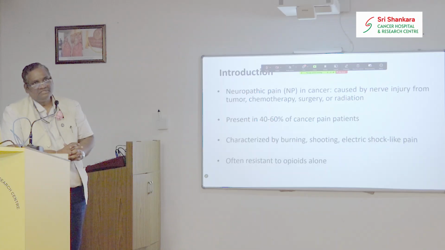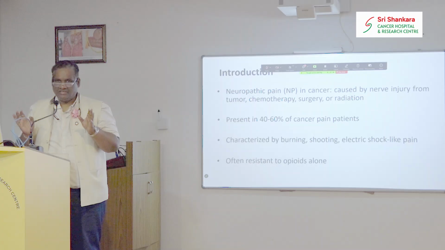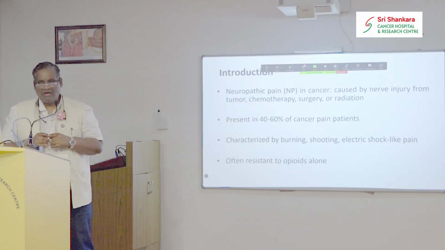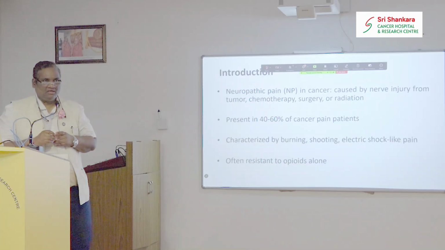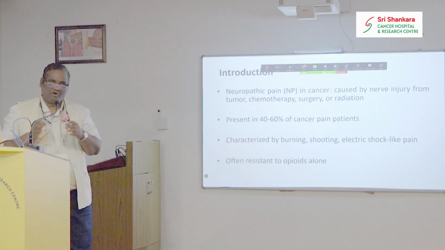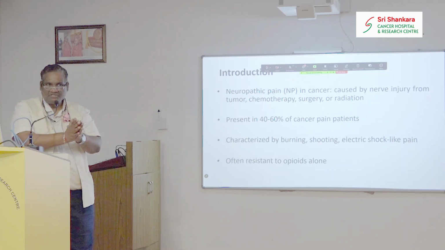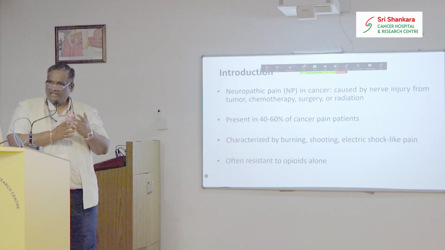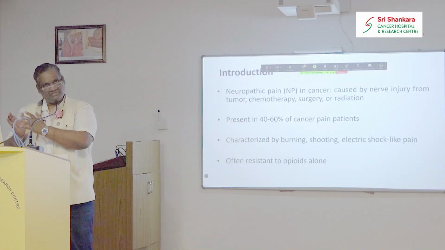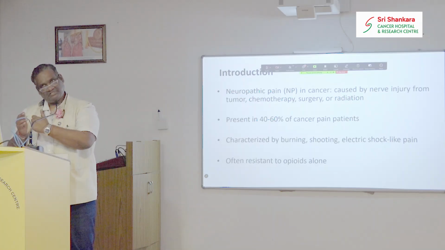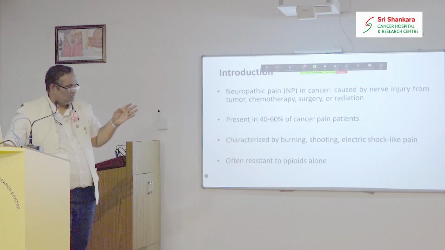It is present in almost 40 to 60% of the patients, and the characteristics are similar to what neuropathic pain patients have. But at the same time, in cancer patients it is a mixed type of component. You will rarely see a very pure neuropathic pain component in this group of patients, because the tumor itself is there, which has an inflammatory component. So there will be a lot of nociception in this group of patients. That's why almost 40 to 60% of the time it is a mixed pain, and it is often resistant to opioids alone.